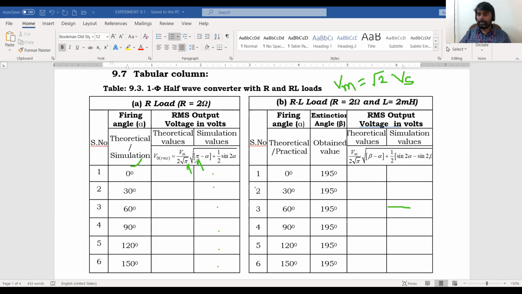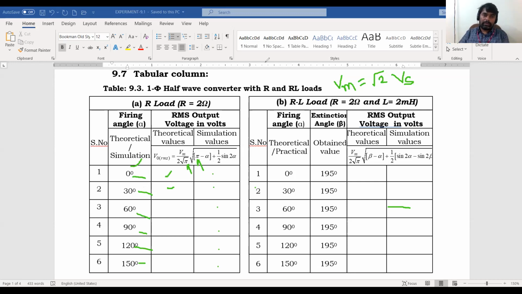This pi is 3.14, but here it is in degrees. So pi means 180 degrees, minus alpha. Alpha can be 0, 30, 60, 90, 120, 150 like this. So like that, for different values of firing angle alpha, you can find out the RMS output voltage. And this theoretical value should match with the simulated values.